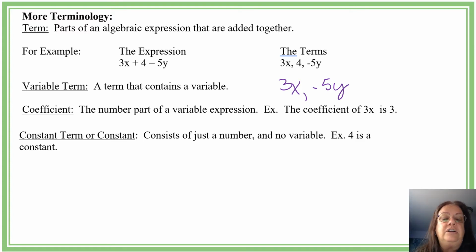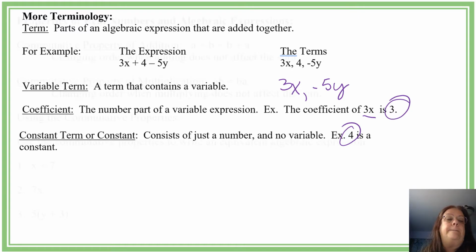Coefficients are the parts of the variable terms that are numbers. So the coefficient of the 3x is 3. A constant term, or you can just call it the constant, has no variable, it's just a number. So in this case it was the 4.